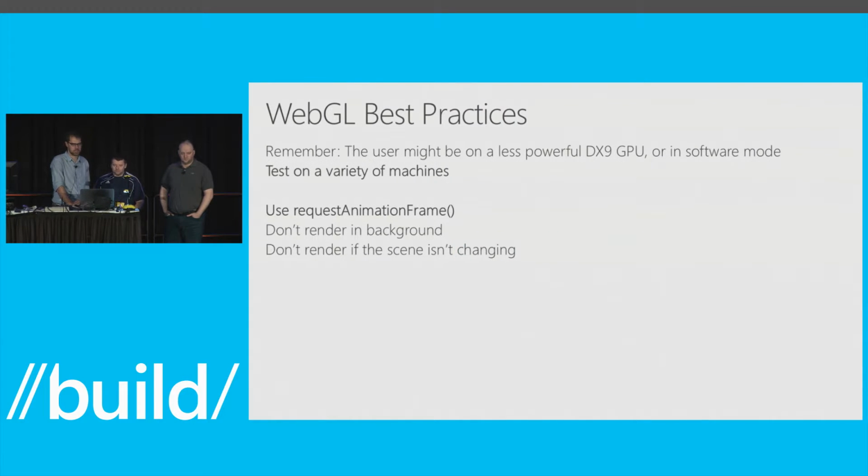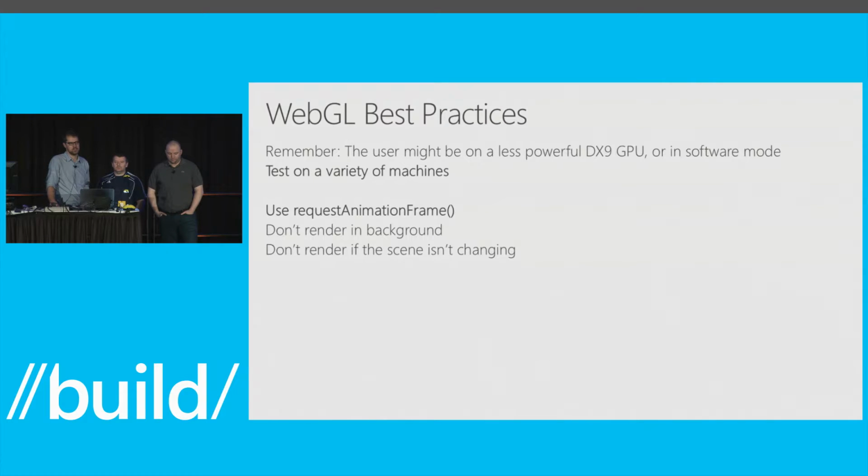Let's talk a little bit about best practices. We do see a lot of content on the web that doesn't work very well on lower power devices. This is probably one of the challenges now for WebGL, where it's a great way to enable new scenarios on the web, but we do see a lot of people don't handle tablet and phone scenarios. So that's really something we would like to see. And we're encouraging people to go and test on a variety of machines, test on phones, test on tablets, make sure that your content runs well on those devices.